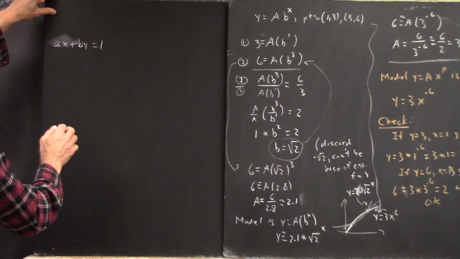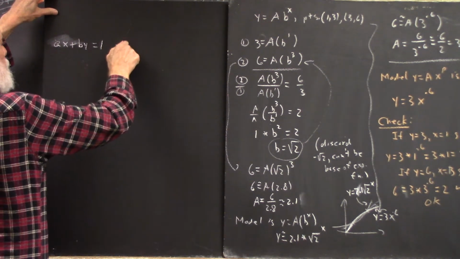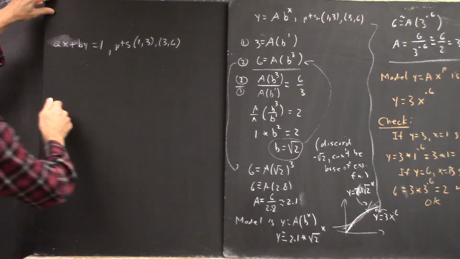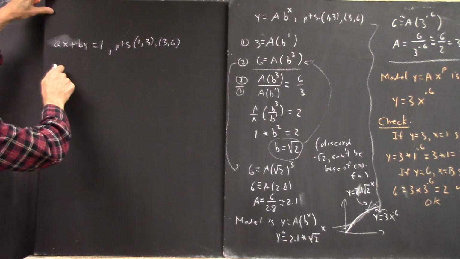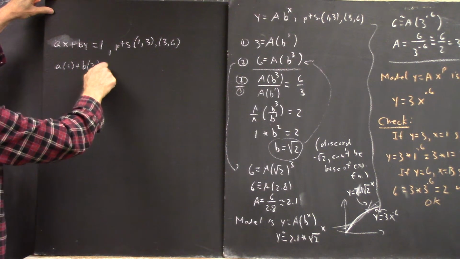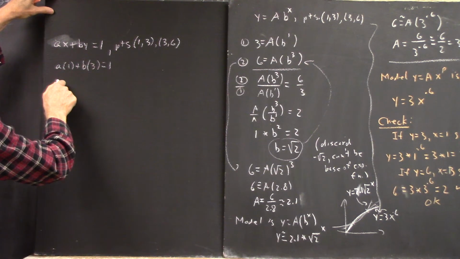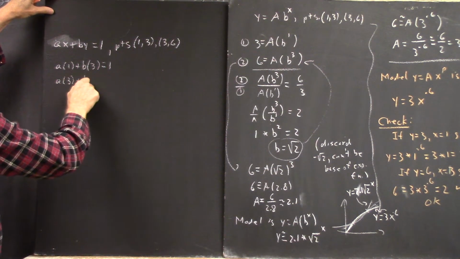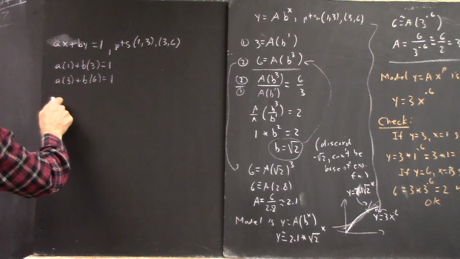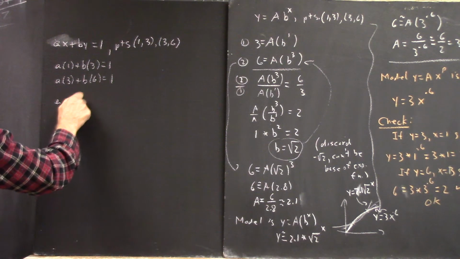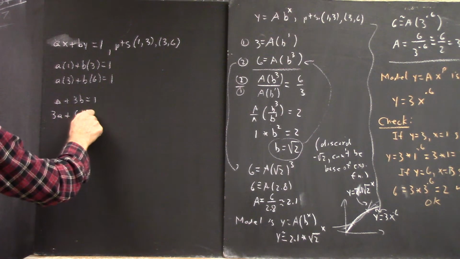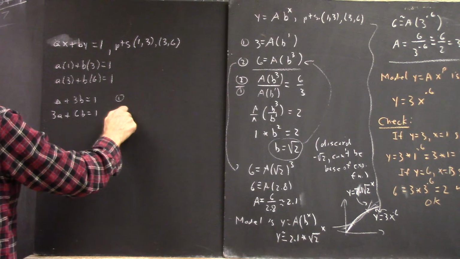So what we're going to have is, again, the points are (1, 3) and (3, 6). So we're going to get a times 1 plus b times 3 equals 1. And we're going to get a times 3 plus b times 6 equals 1. So we write that more like a plus 3b equals 1, and 3a plus 6b equals 1. This will be equation 1, this will be equation 2.